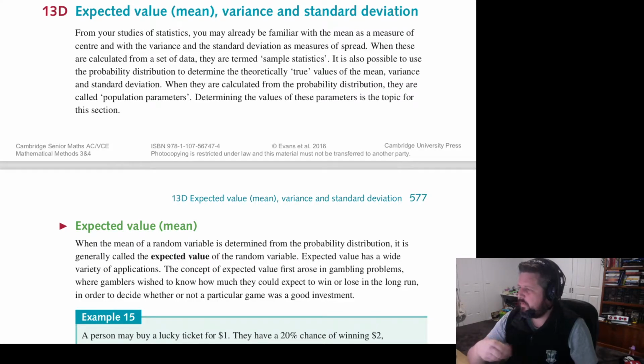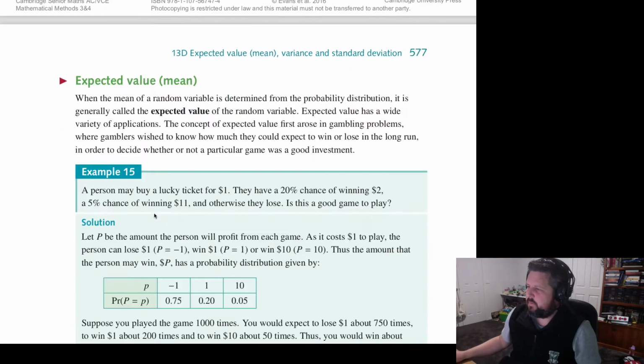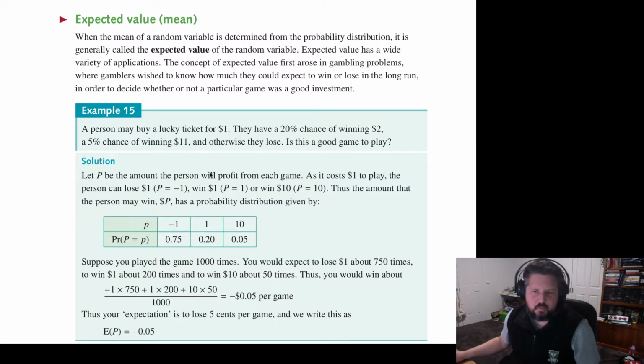And so what they're saying here is that when these are calculated from the probability distribution, they are known as the population parameters. So let's first of all have a look at the expected value, which is also known as the mean.